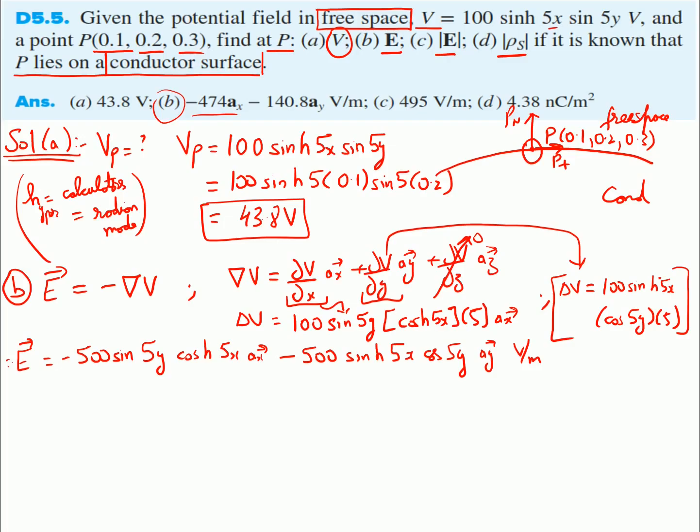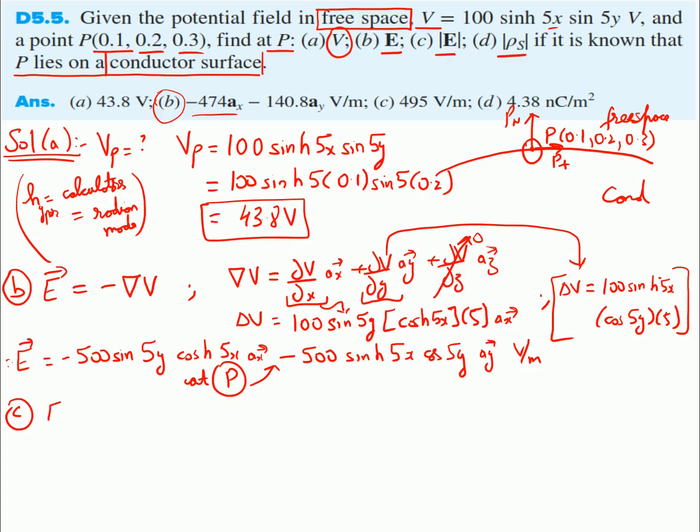You can reach part B if you input the value of P in the equation of E. So you put the value of P in X and Y in the above equation, and you will definitely get the answer, which is part B. So let us move to the third part, which is the magnitude of E.